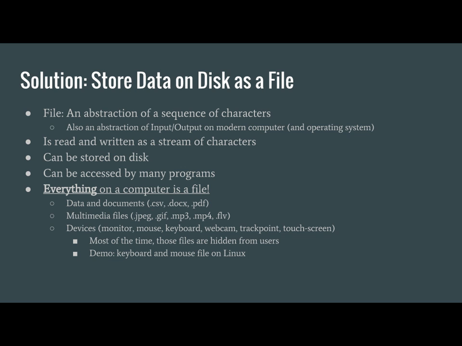A file is also an abstraction of the input and output of a computer. So when you type something on your keyboard, or when you move the mouse like this, you are actually writing data to a file. And the computer is reading data from that file and writing data to another file, which is the display, shown here. In a file, data is usually read and written as a stream of characters.